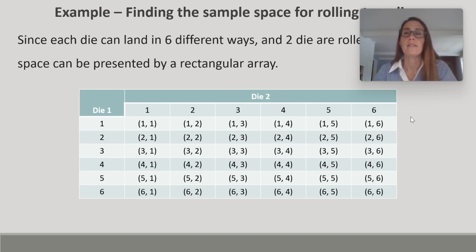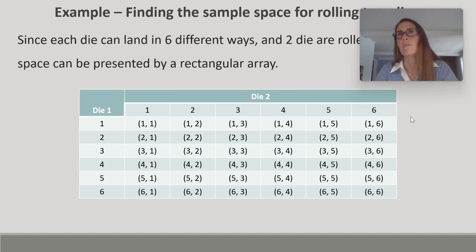So here is what I was talking about. Here's the sample space for rolling 2 dice. They each have 6 sides. And this is one way to write down the sample space so that you have every option listed and you don't forget any.